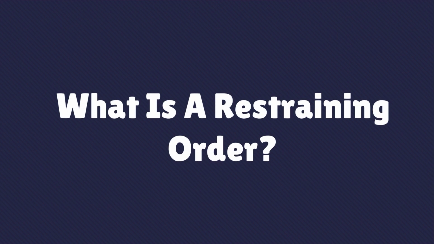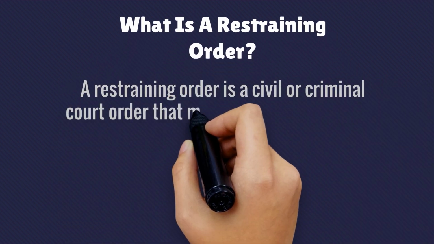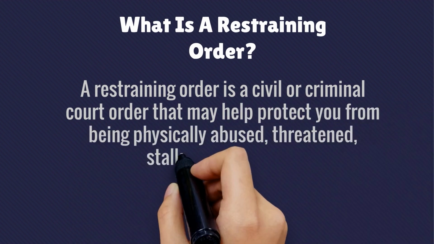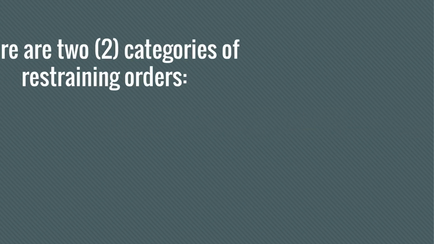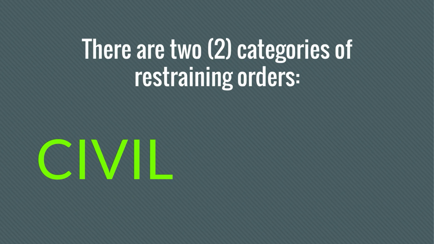What is a restraining order? A restraining order is a civil or criminal court order that may help protect a person from being physically abused, threatened, stalked, or harassed. There are two categories of restraining orders: one, civil, and two, criminal.